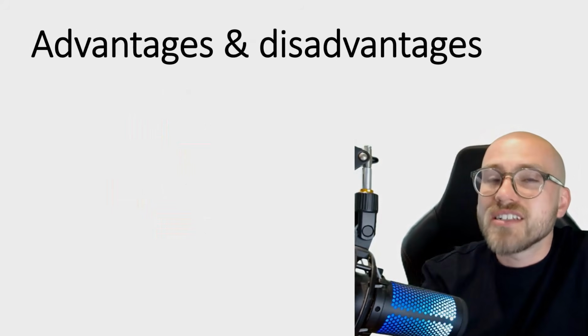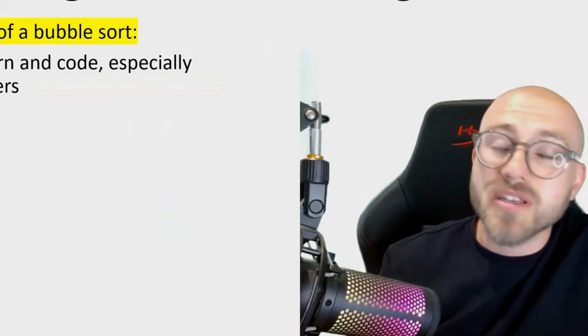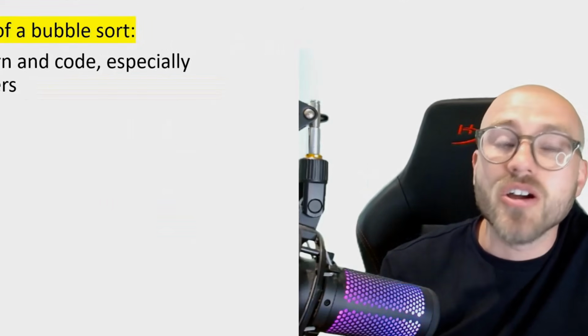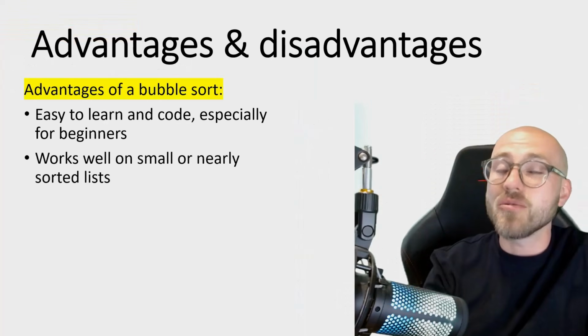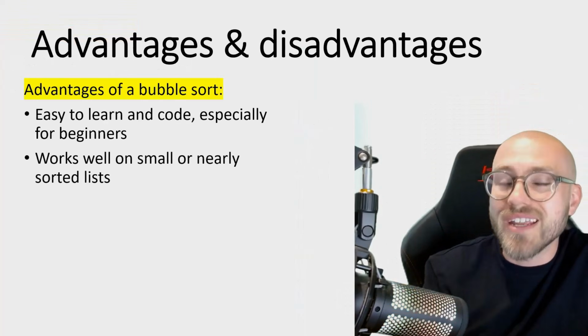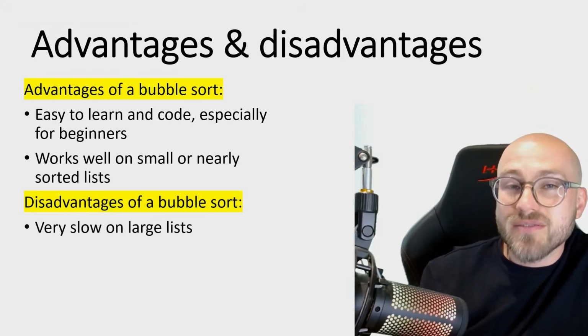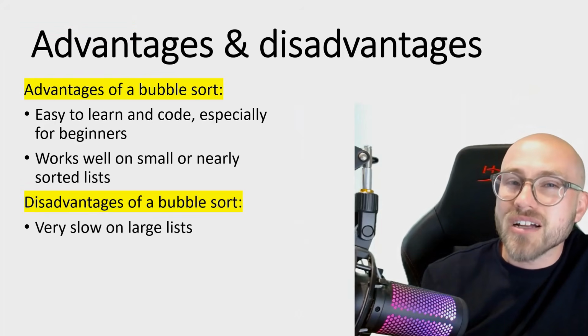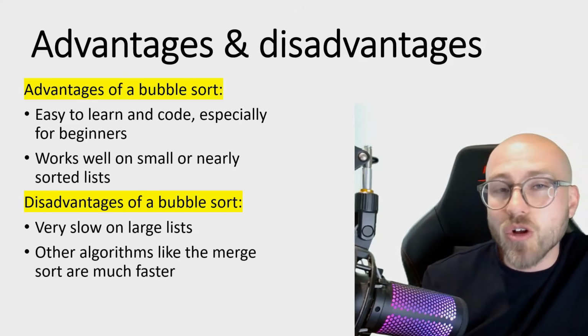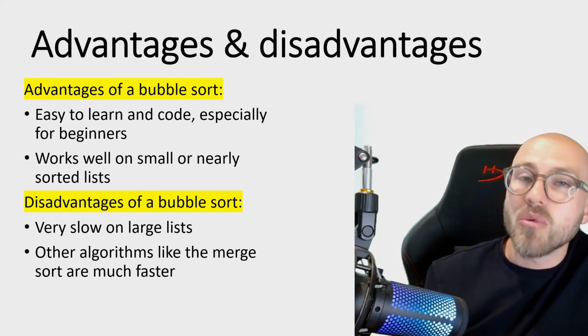So let's look at the advantages and disadvantages of a bubble sort. So to begin with, it's easy to learn and code, especially for beginners. And it works particularly well on small or nearly sorted lists. At a disadvantage, it's a pretty slow sorting algorithm. Other algorithms like the one we're going to look at next, the merge sort, are much faster. Okay, let's move on to the merge sort then.